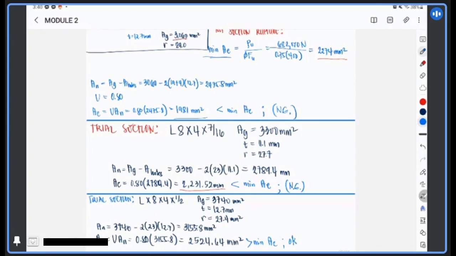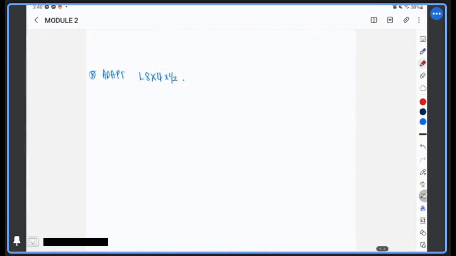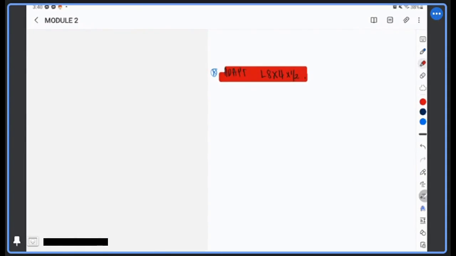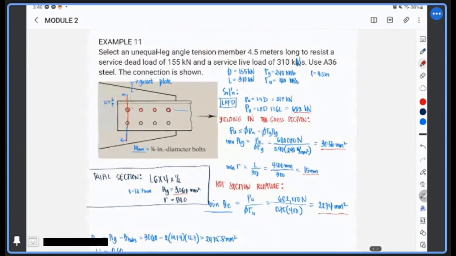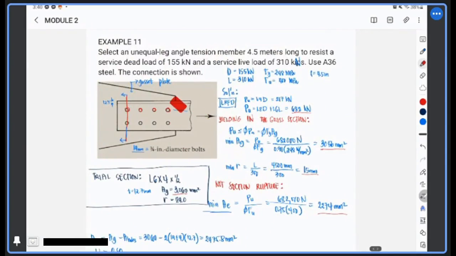So, ito na yung sagot natin, class, no? We adopt the L 8 by 4 by 1/2 for this, etong angle na ito. Ayan. Ang angle na ito. Okay, that's the most suitable section. Okay? According to our calculations. So, hanggang doon lang, guys.